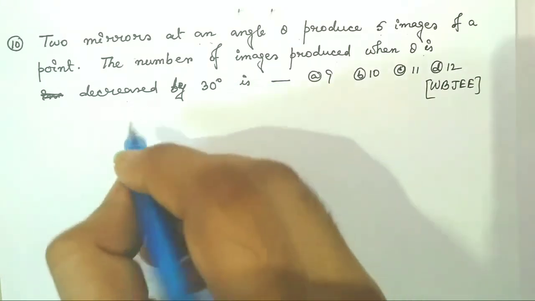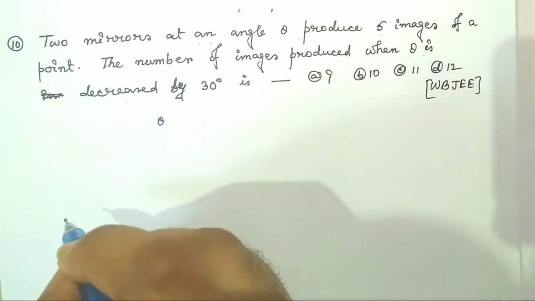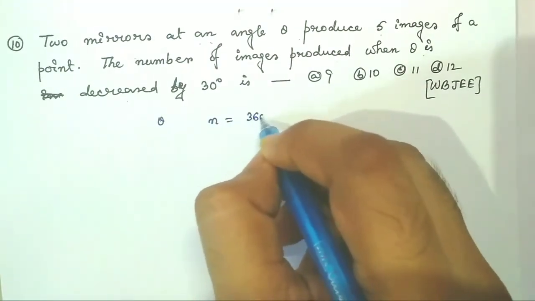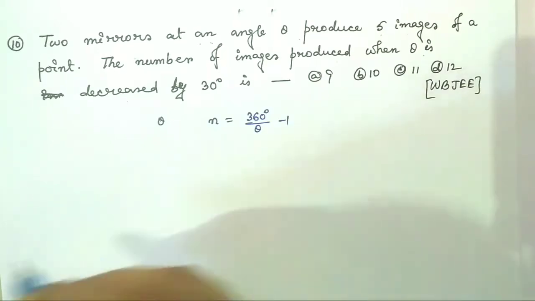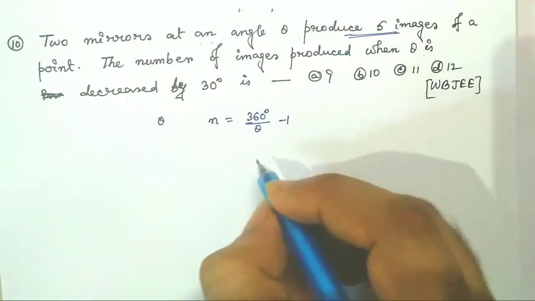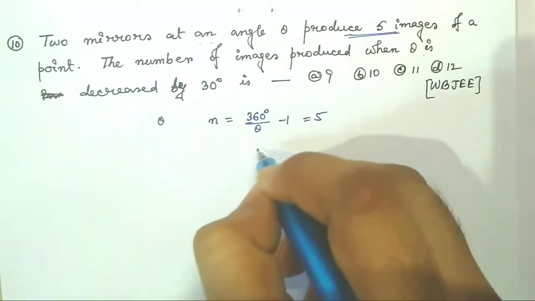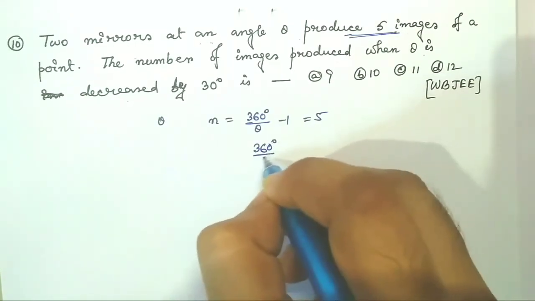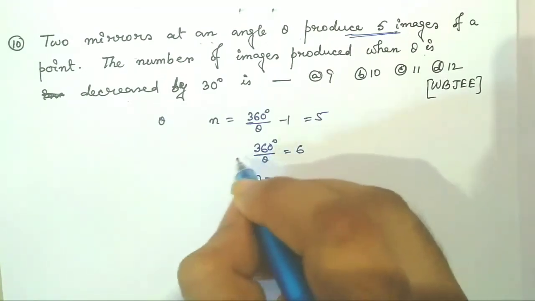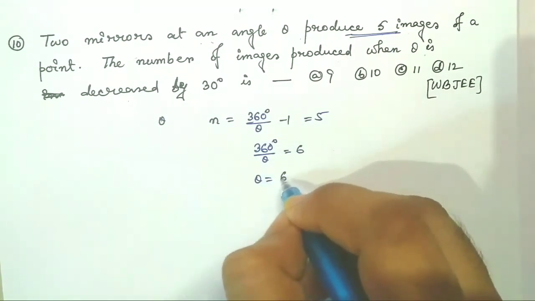We know if theta is the angle between two mirrors, then the number of images formed will be n equal to 360 degree by theta minus 1. But in the first case, the number of images produced is 5, that is, this is equal to 5. So 360 degree by theta will give 6, or theta equal to 360 degree by 6, that is 60 degree.